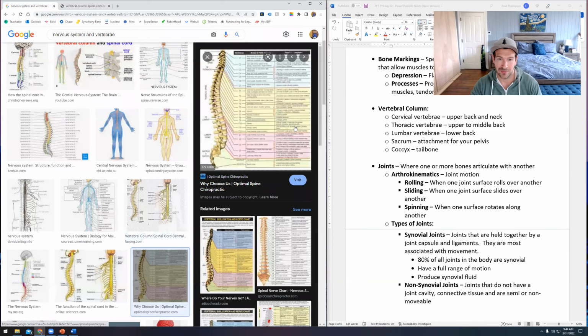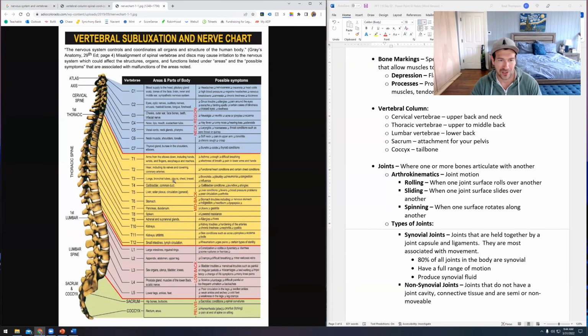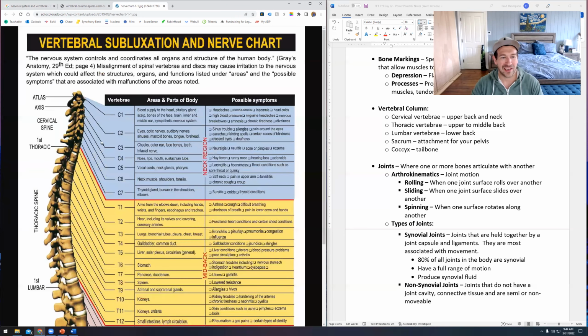And if you want to get all those memorized, you can look at a chart like this and try to understand which processes are controlling which things. Holy crap, that's a lot of stuff. Like if you break your C4 vertebrae, it might affect your nose and your lips and result in all kinds of problems, swallowing and things like that.